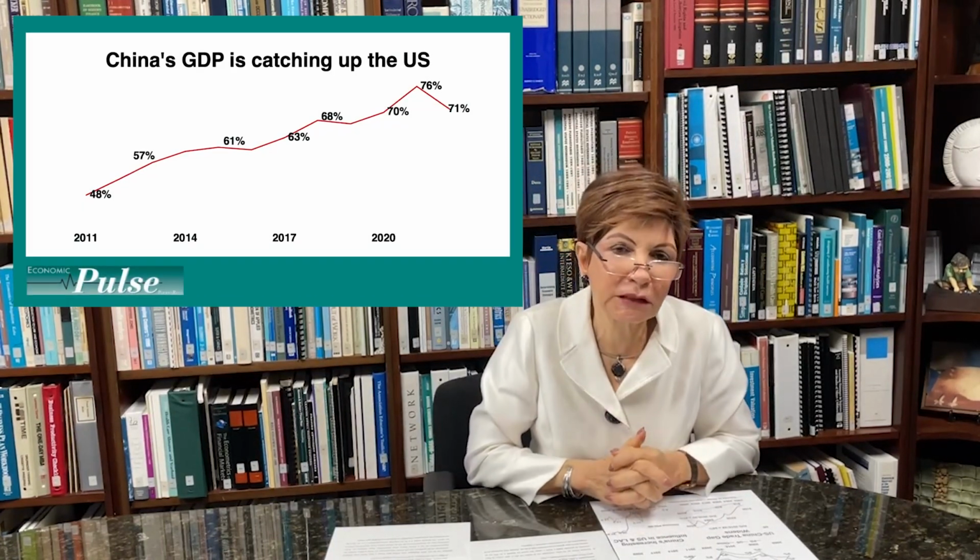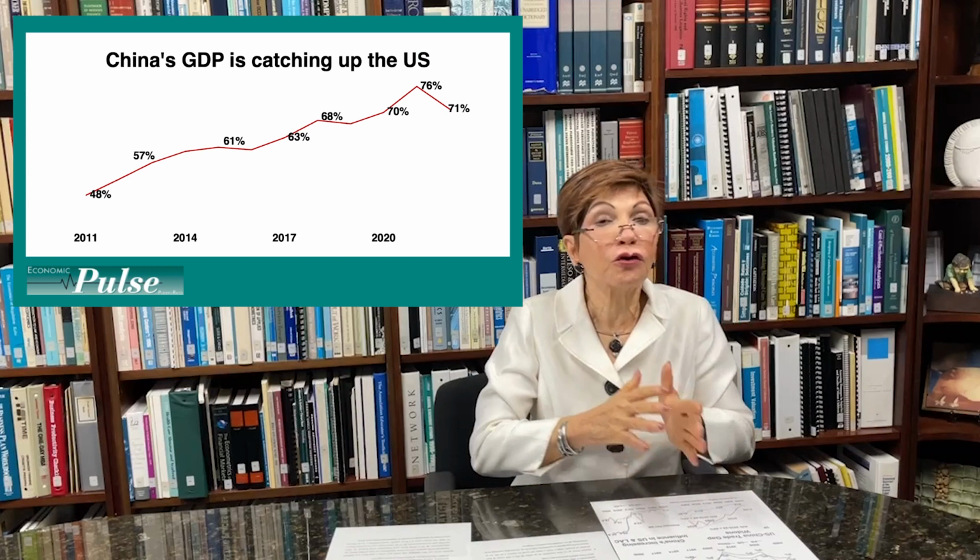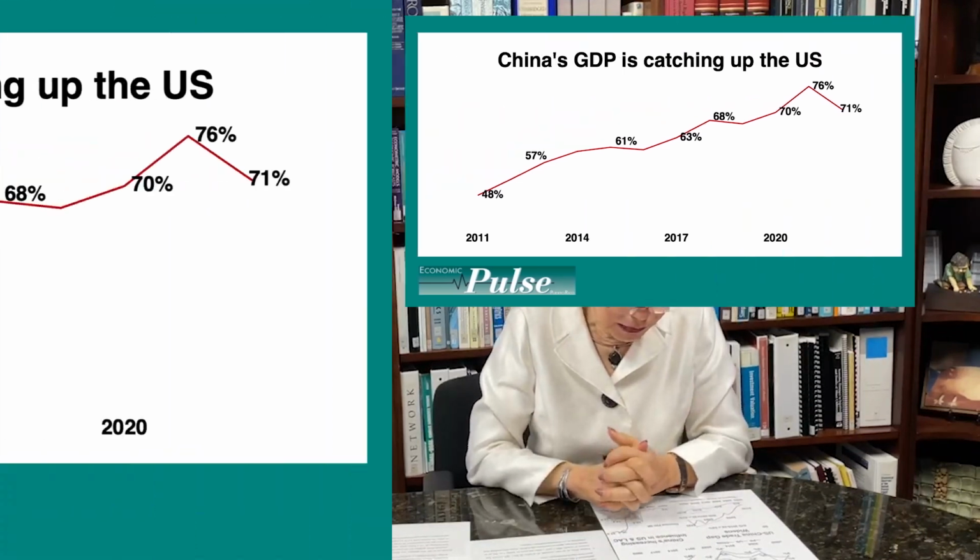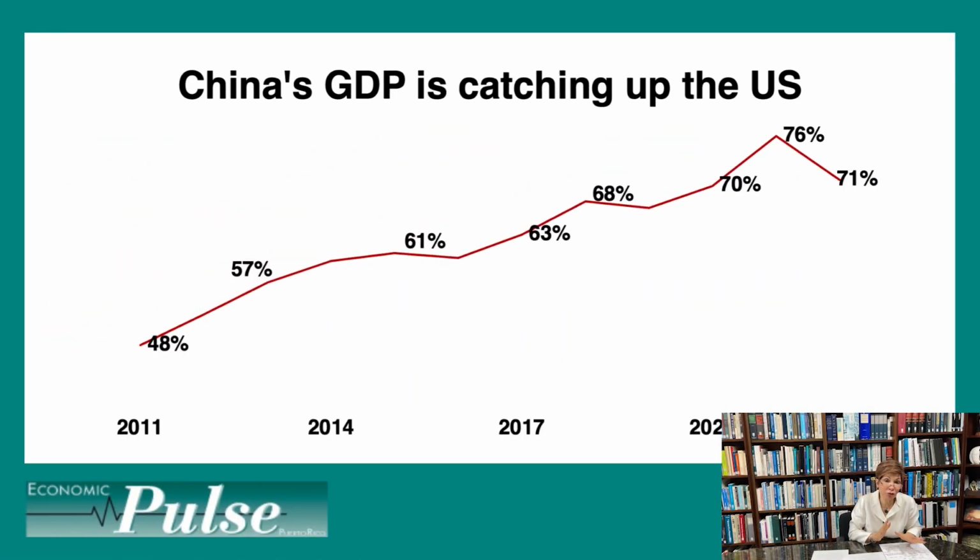Let's look at China's catching up in terms of its gross domestic product as a percentage of US GDP. Notice the graph from 48%, which it was in 2011, by 2020 it was 76%. It's now down to 71%. You know how much the difference in that gap is? It's about $8.9 trillion that the US economy is bigger than the Chinese economy. But China is making strides, definitely.